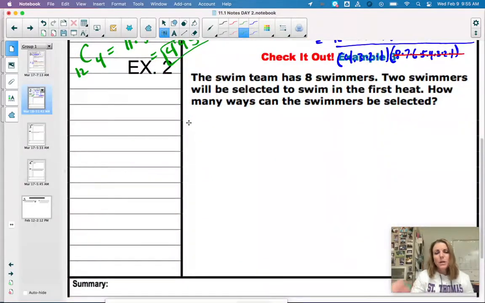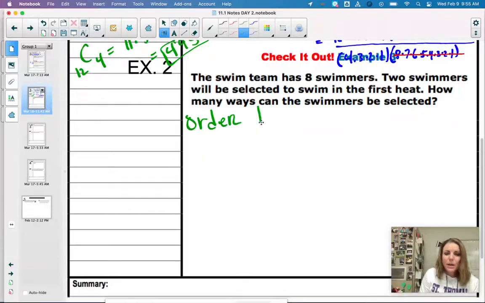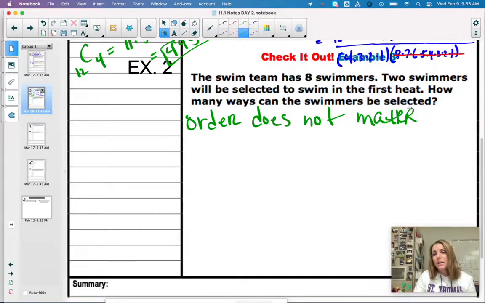Example 2. The swim team has 8 swimmers. 2 swimmers will be selected to swim in the first heat. How many ways can the swimmers be selected? Again, order is not going to matter. They're not giving specific designations like we did in the last video on president, vice president, secretary, first place, second place, third place, coach, player, manager. We're just randomly selecting 2 swimmers from the group of 8. So order does not matter.